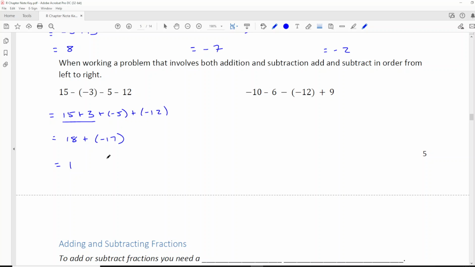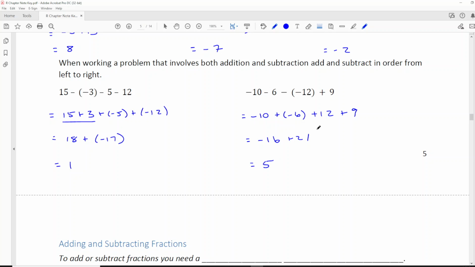What matters is if you throw a multiplication in there, so order of operations, which we'll be doing in R.2, that's when it starts mattering. So pause the video, give this one a go. I'm going to go that I have negative 10, adding negative 6, adding 12, and I'm adding 9. So in my head, I'm going negative 16 plus 21, and then I'm left with 5.